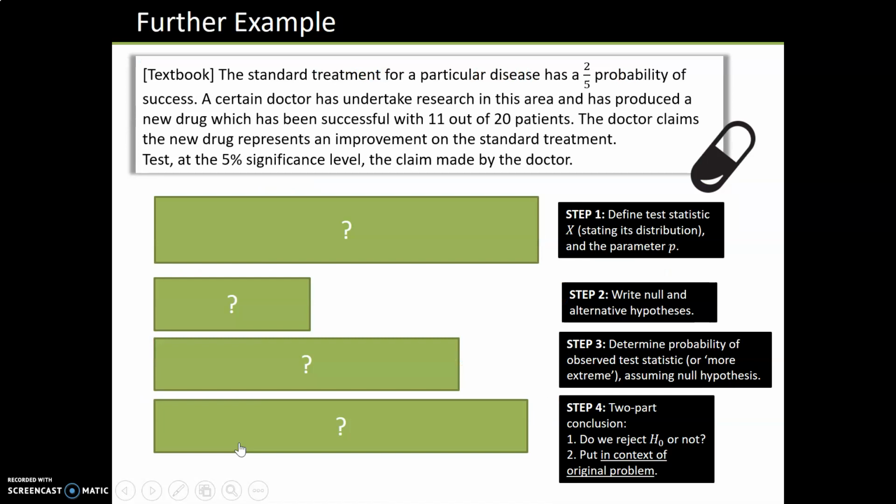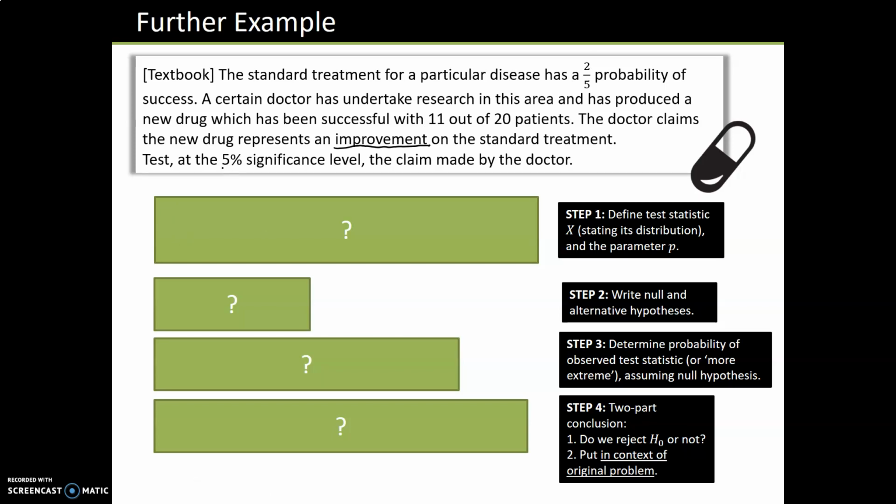Here's another example, from the textbook. A treatment for a disease has this probability of success, and you want to check whether a new drug works. Testing on 20 patients is silly, you need to test on loads more, obviously. But the doctor claims the drug represents an improvement. This improvement tells you it's a one-tail test, because the probability of success is increasing. And you're told the significance level as well.